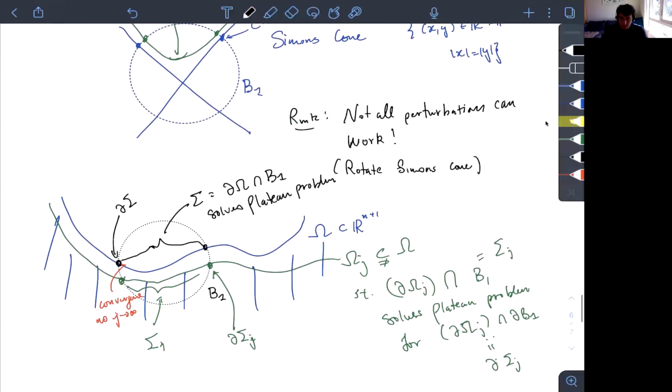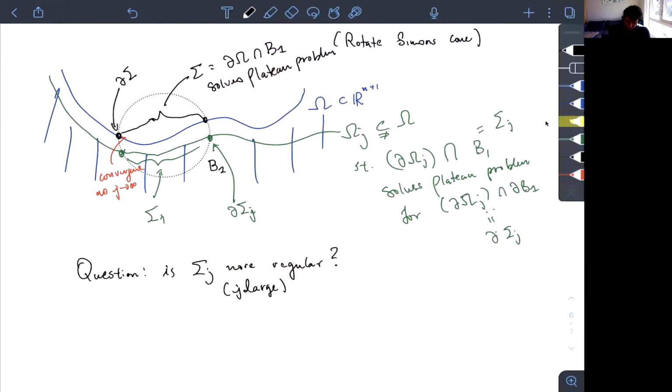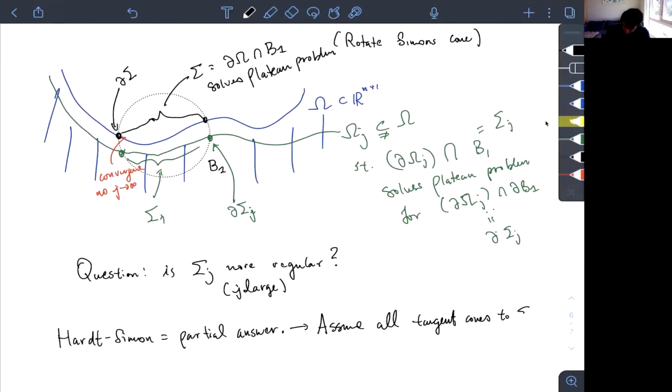Okay. So the question is, is sigma j more regular for j large? So what I want to talk about is work of Hardt-Simon, who gave a partial answer to this question. And the reason it's a partial answer is they assume all tangent cones to sigma are regular.